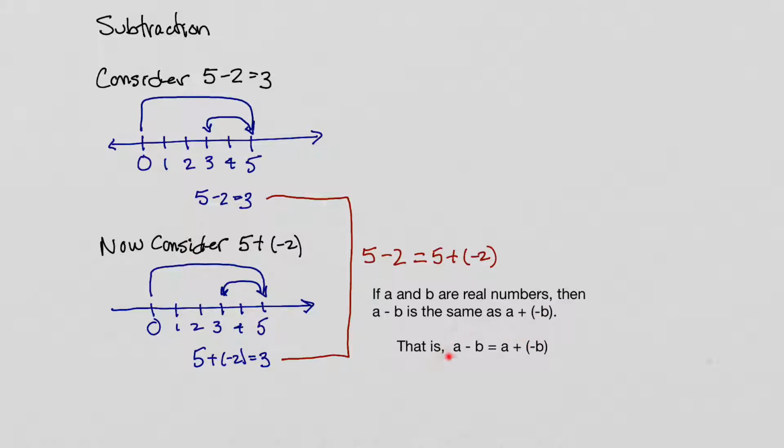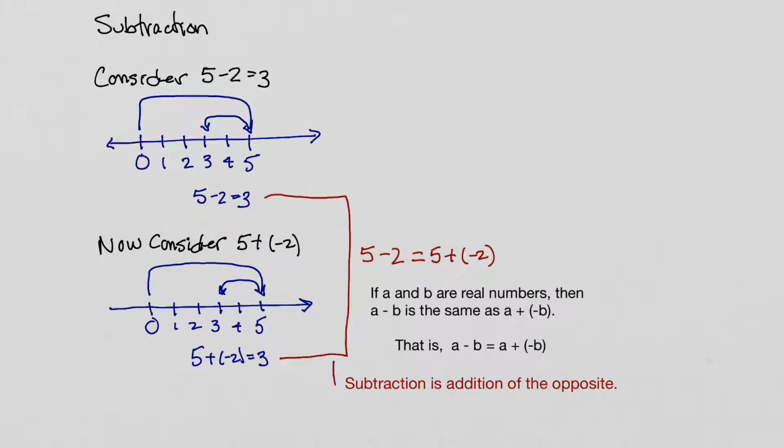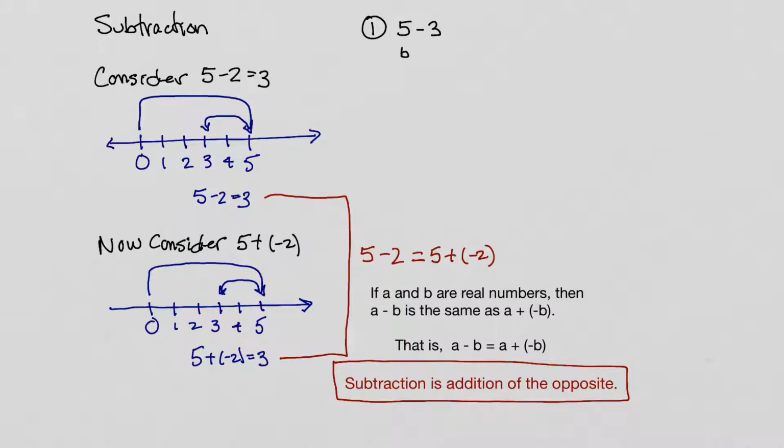So here's what we're going to do down here. We're going to change subtraction to addition of the opposite. So here's a definition of subtraction. Subtraction is just really addition, but of the opposite. So I'm going to go up here to the top now and let's write something like this. Number 1, if we have this 5 minus 3, we can actually write that now as 5 plus negative 3. So what we're doing, we're taking subtraction, changing it to addition of the opposite of this number. Subtraction to addition of the opposite.